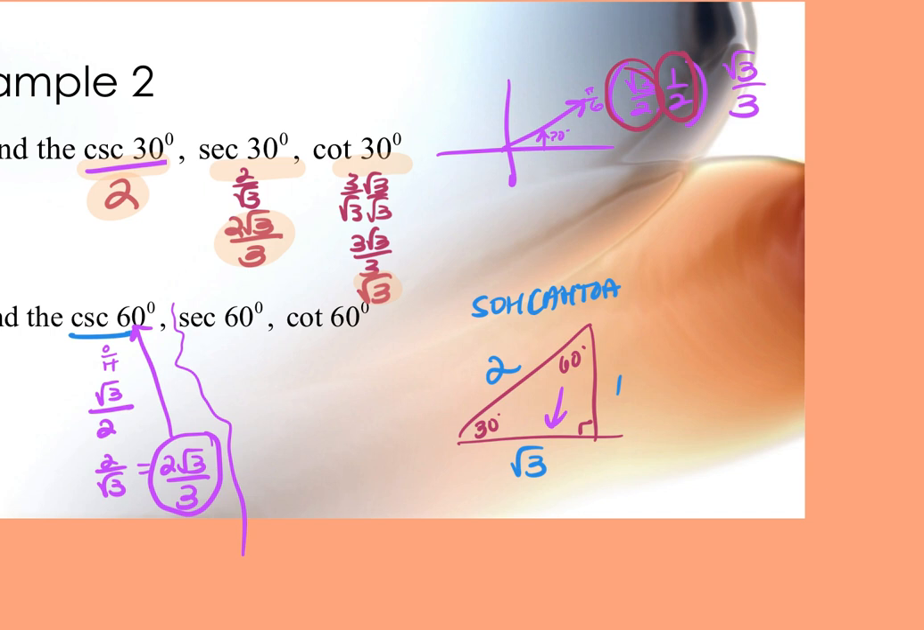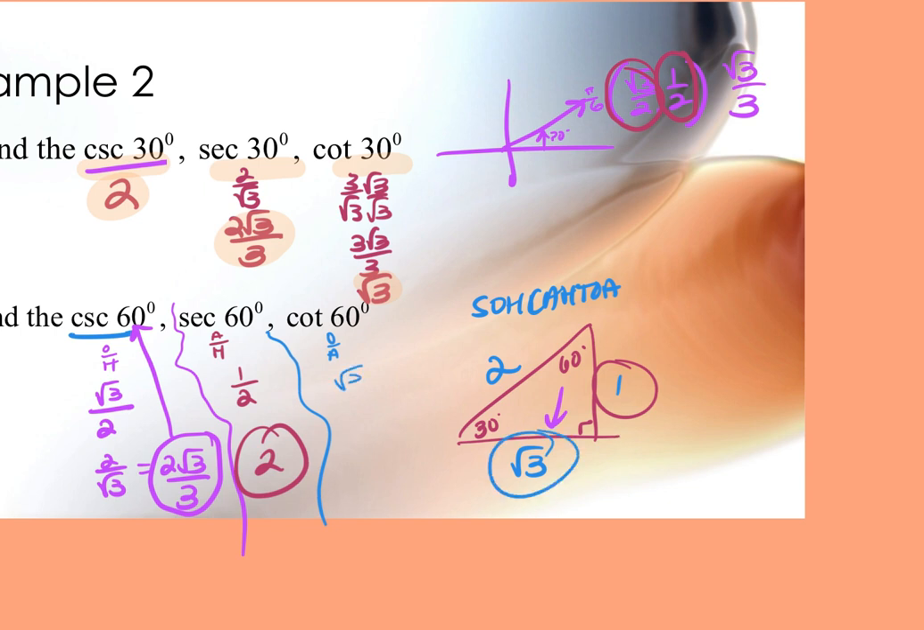Then I go to secant, and secant is the reciprocal of cosine. Cosine is adjacent over hypotenuse. So adjacent to 60 is 1. Hypotenuse is 2. Flip it, and I get 2. Then I go to cotangent, the reciprocal of tangent, which is opposite over adjacent. Opposite 60 is root 3. Adjacent is 1. Flip it, I get 1 over root 3, which gets rationalized to root 3 over 3.